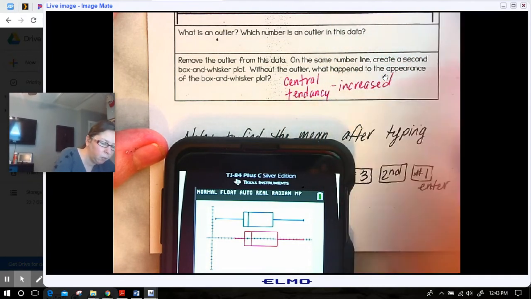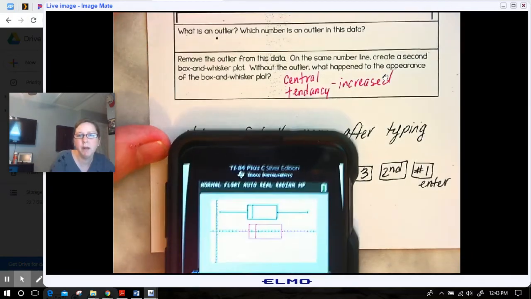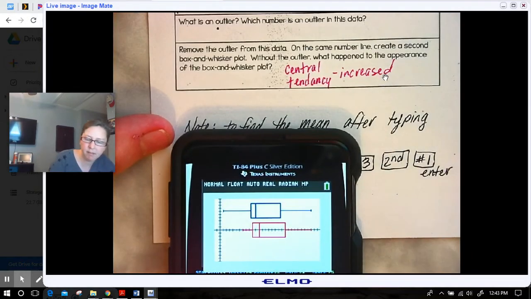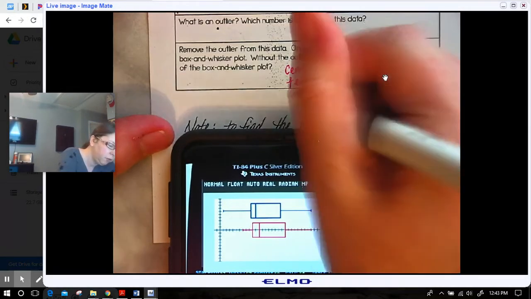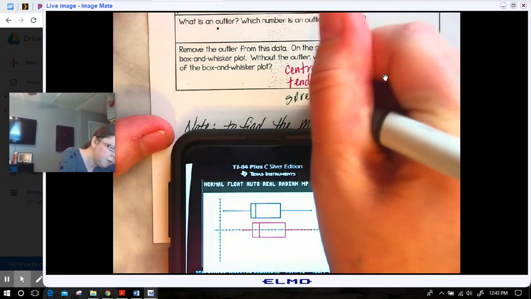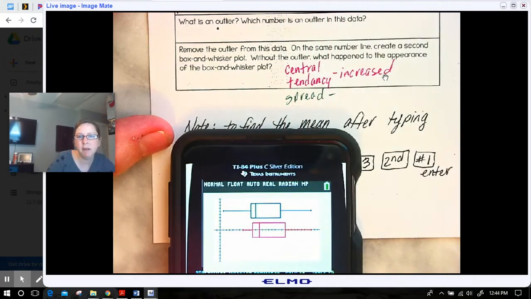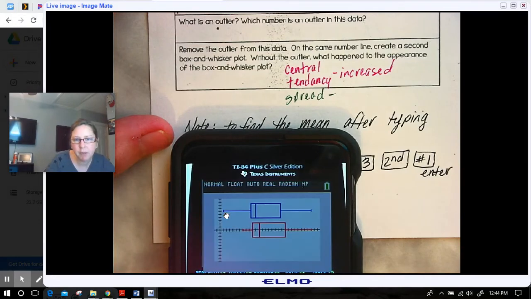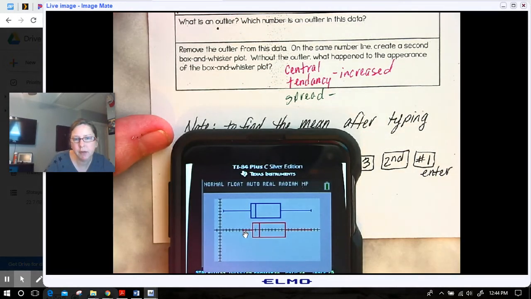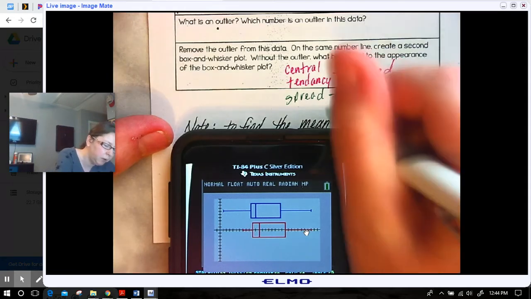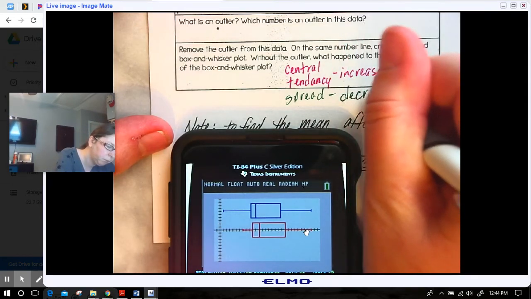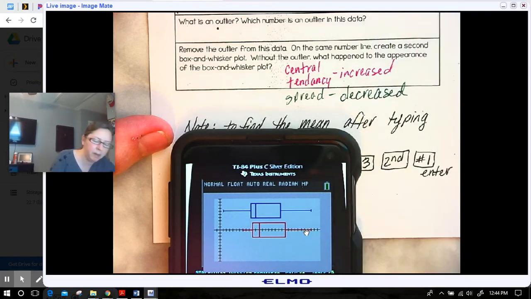Okay. What about the overall spread of the data? What happened to that? So the overall spread of the data, you can see that from here to here, this whisker got a lot shorter, but they still end in the same place. So my spread decreased. It got smaller. Okay, my spread got smaller.